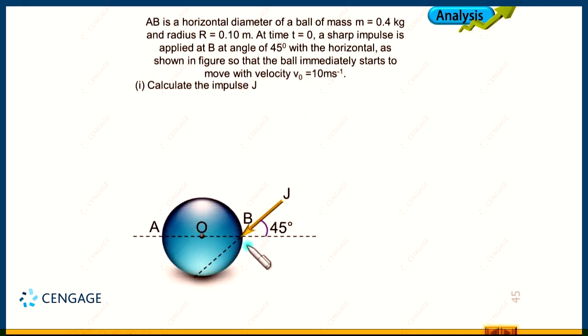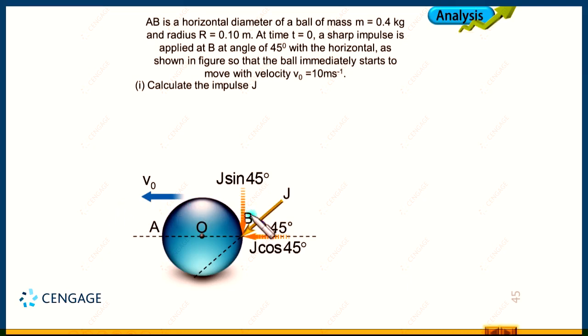So this is the situation, right. We can make the horizontal and vertical components of the impulse. Horizontal component, say Jx, is equal to J cos 45 and Jy equal to J sin 45. This is J cos 45, that is J divided by root 2, and the vertical is also J divided by root 2, and it is given that after collision the ball starts moving with the velocity v naught. So this is the v naught, right.